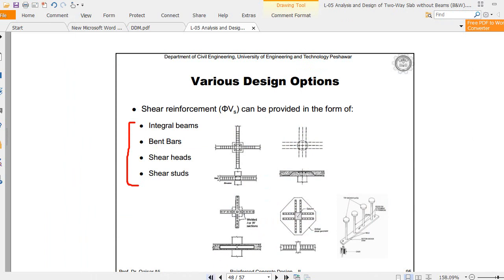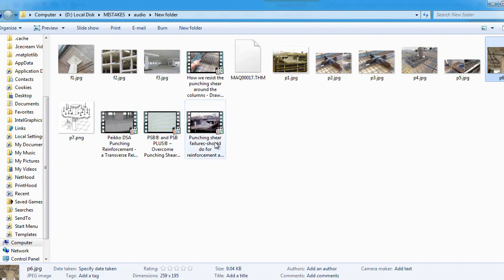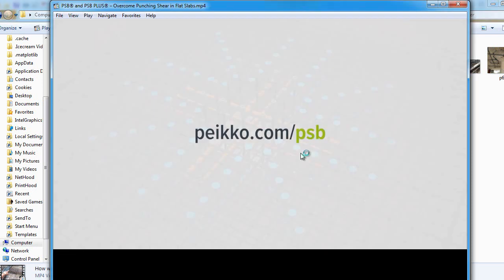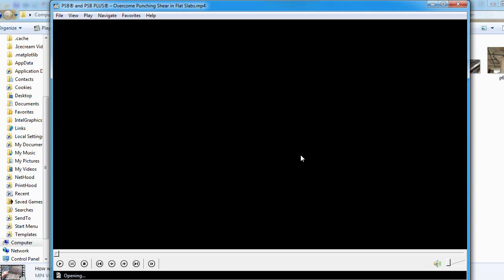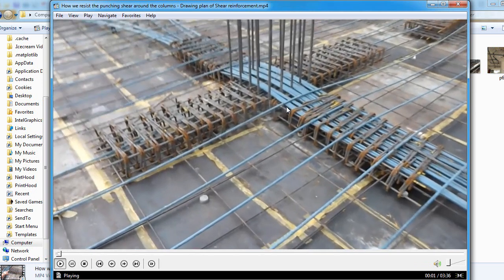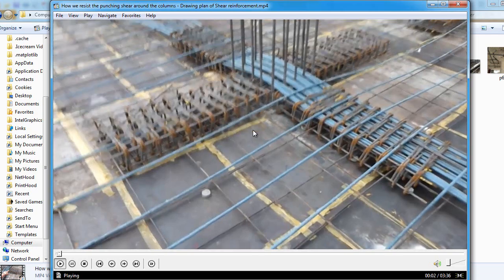Let me show you another interesting video, a very important video for you. This video shows the detailing of integral beams, and how you have to provide an integral beam. Remember, this is an integral beam on 4 sides of a column, and in calculation we need to determine the horizontal length as well as the stirrup area.